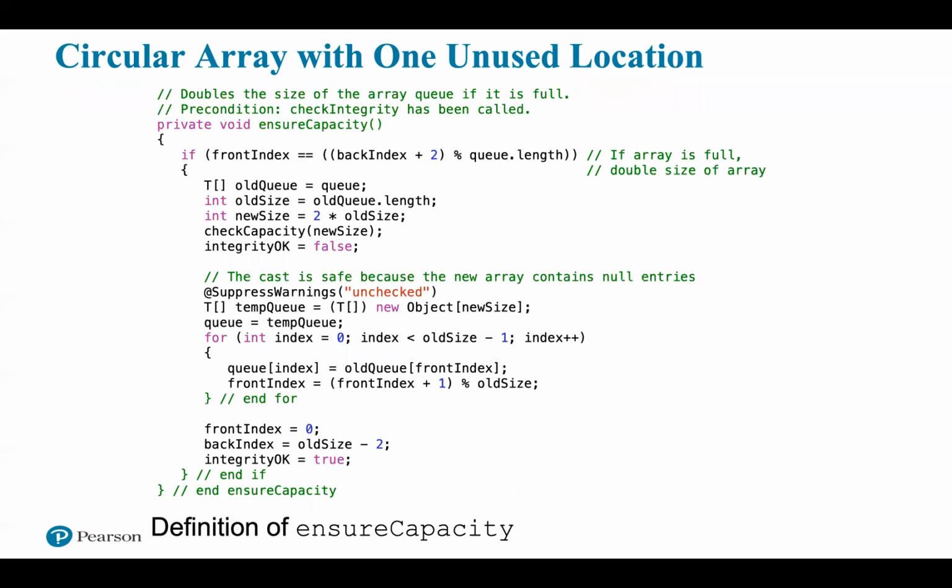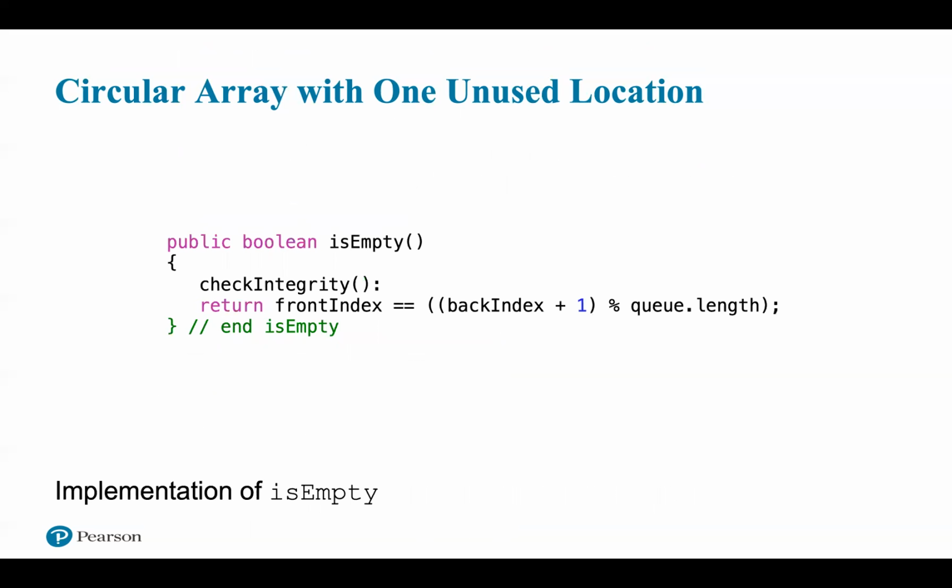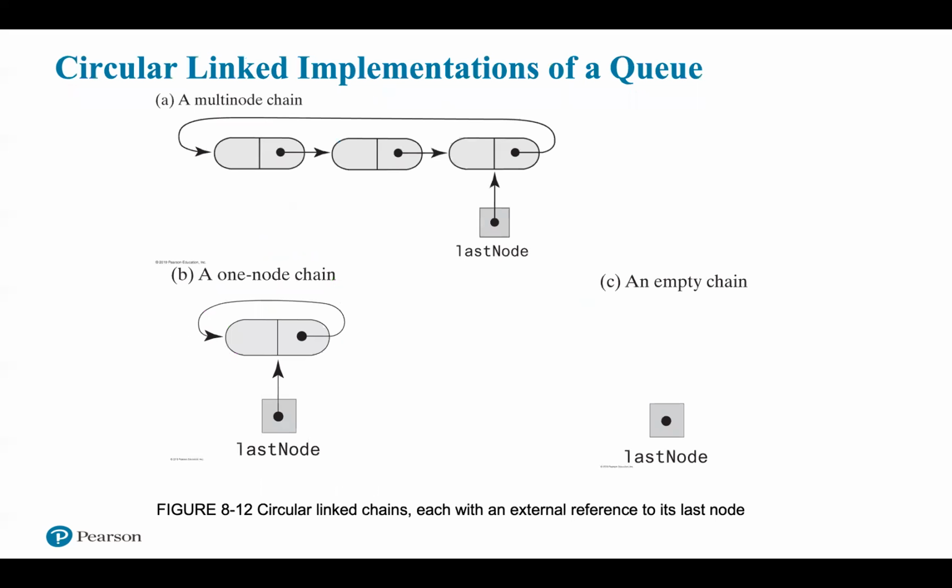So we're seeing the definition of ensureCapacity here. And so ensureCapacity detects when an array is full by using the criteria given earlier in Segment 8.10. This is just a listing that you can read at your leisure. For the rest of the class, the public method isEmpty has the implementation that's shown here. So you can keep that in mind.